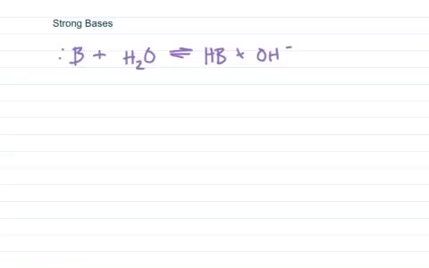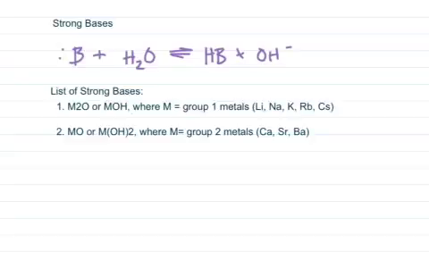Now let's take a look at strong bases. A strong base is a base mixed with water to form a conjugate acid and hydroxide. Our list of strong bases are M2O or MOH, where the M is our group 1 metals like lithium, sodium, potassium, rubidium, and cesium. Then our next strong bases are MO or M(OH)2, where our metals are group 2 metals: calcium, strontium, and barium. Please note that the 2 for the hydroxides is going to make a difference in our balancing. So I'm going to show you an example of this.